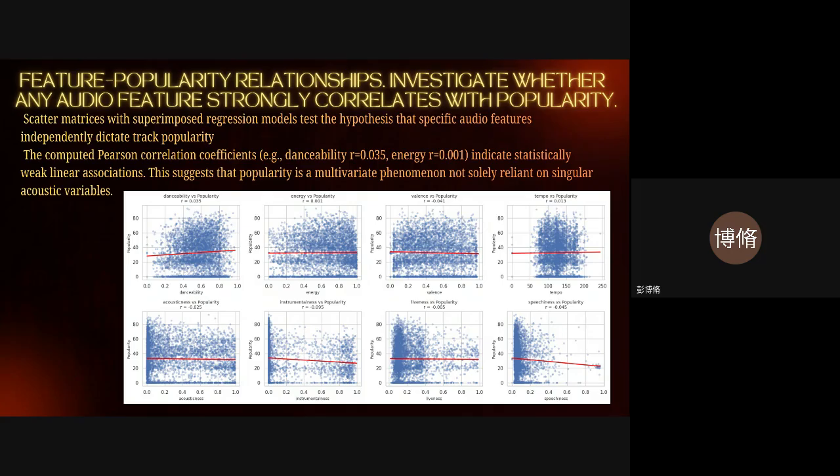The R value above each plot and the red trend line, yes. You'll notice they are all incredibly close to zero. For instance, danceability sits at an R value of just 0.035, and the energy is essentially zero at 0.001. What this tells us is that there is no audio formula that is the most important for a hit song.